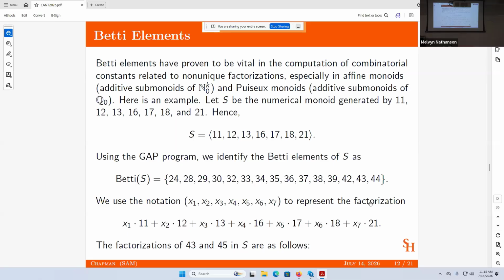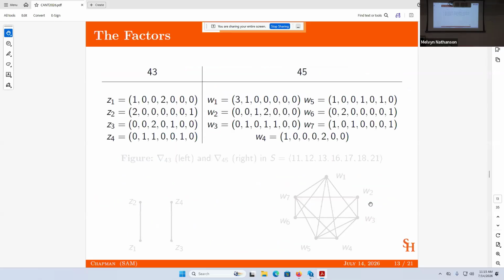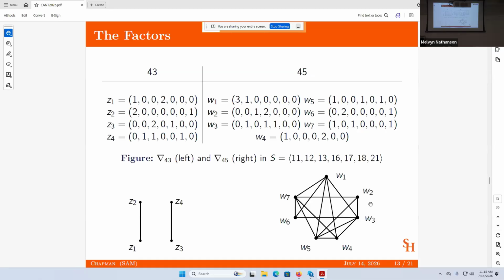I'm just going to pull two elements out, 45 and 43. Here are their factorizations. There are 4 factorizations of 43, there they are, Z1 through Z4. There are 7 factorizations of 45. You can check if you want to make sure that's right. And there are their Betty graphs, okay? You'll notice the Betty graph for 45, on the right, is connected, and the Betty graph for 43 is not. 43 is a Betty element and 45 is not, okay?